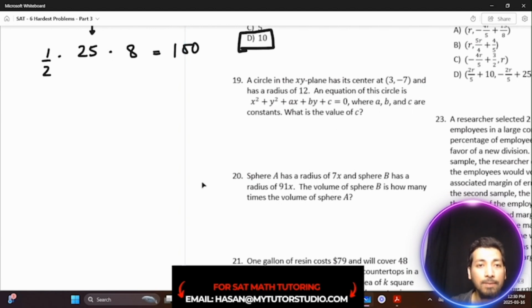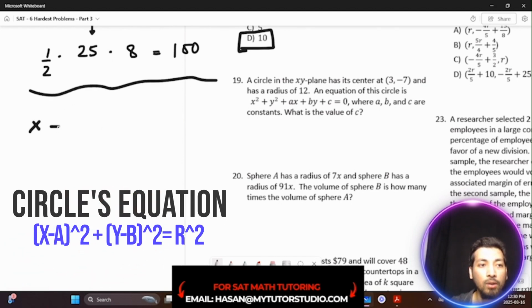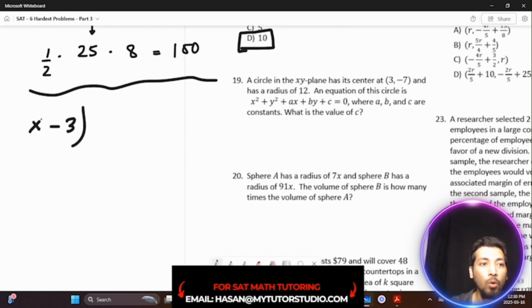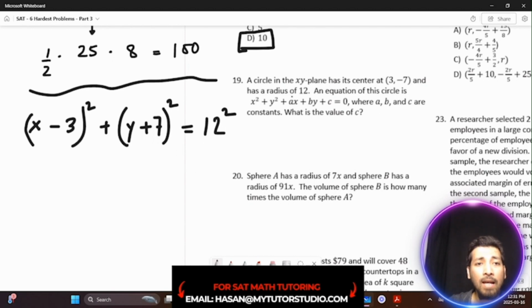So from this information, we can first write down the general pattern of the circle's equation, which is x minus the x coordinate of the center, which is 3, whole square, plus y minus the y coordinate of the center, which is -7. So that would be plus 7 here, square, is equal to radius square, which is 12 square. Now we want to expand it and get in this pattern, which is x squared plus y squared plus ax plus by plus c is equal to 0.